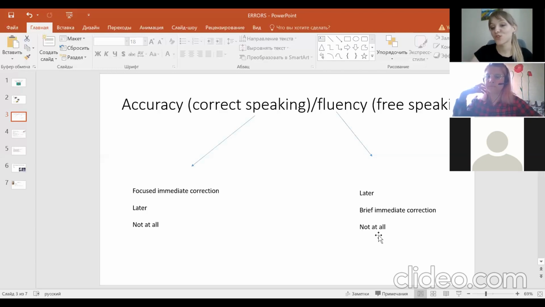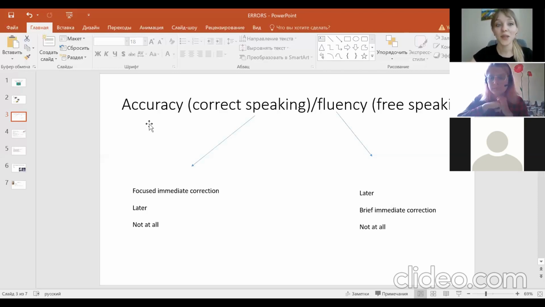Or you can just avoid correcting, so not correct at all, just to not make the student scared. Because if you just bombard the student with corrections, it's really scary for them to speak. So that's the answer to your question, Julia. If you talk for fluency, don't even ask your student, just use some of these techniques.